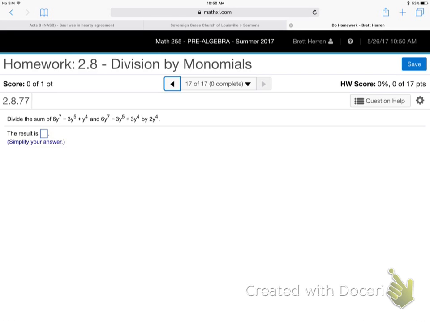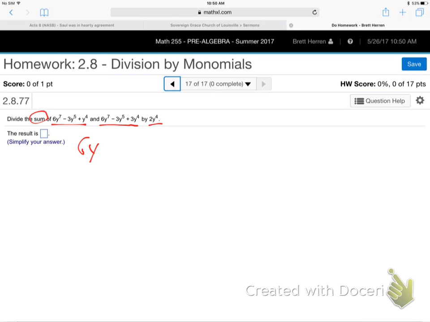Window pane? I have no idea. All right, now they're giving us the same thing with words. Are you tracking with those words? Yes, sum. What does sum mean? Add. So they want me to add this and divide it by that.